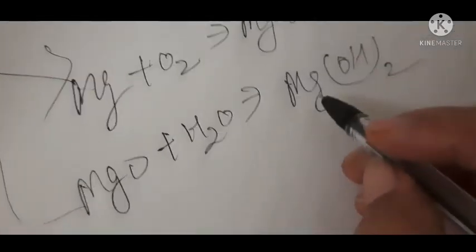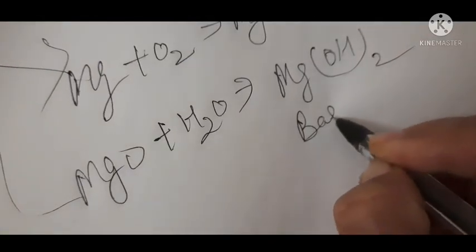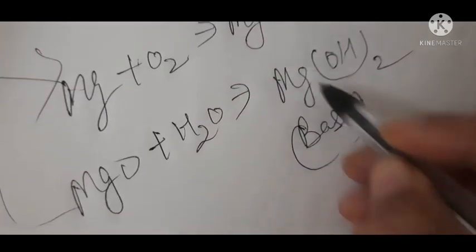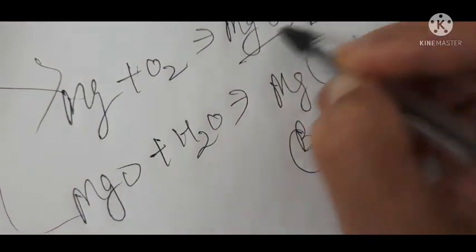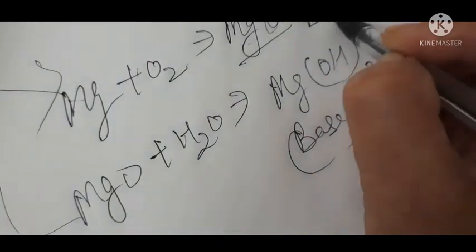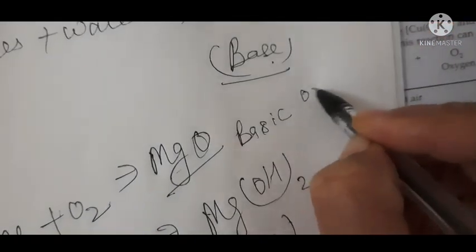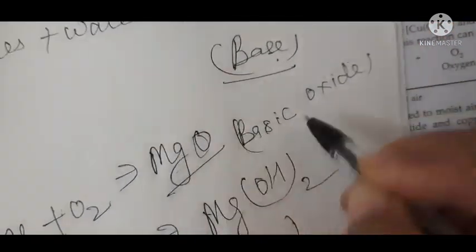And this magnesium oxide in water gives hydroxide, which is a base, and this is a basic oxide. Why basic? It is an oxide of a metal, so we write basic oxide. I hope it is clear.